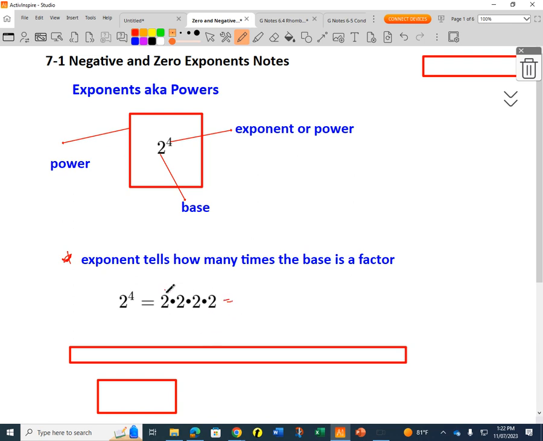2 times 2 is 4. 4 times 2 is 8, and 8 times 2 is 16. I'd actually like to show you how you do that on the calculator as well.